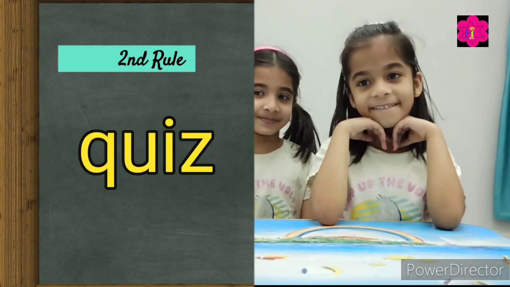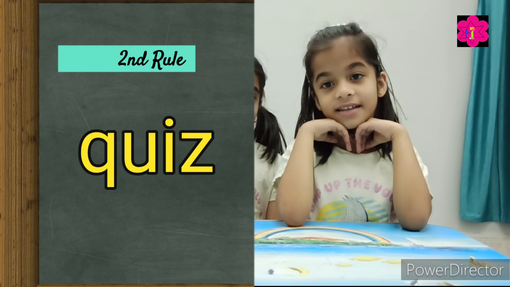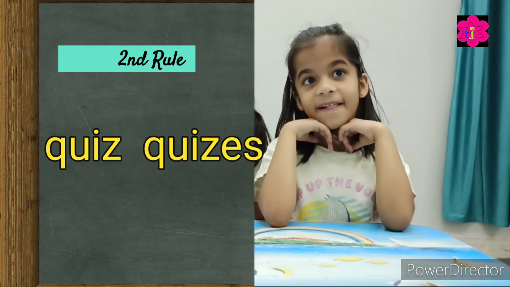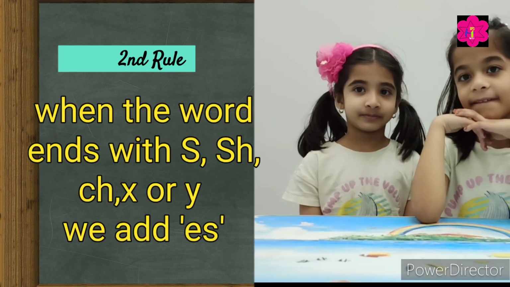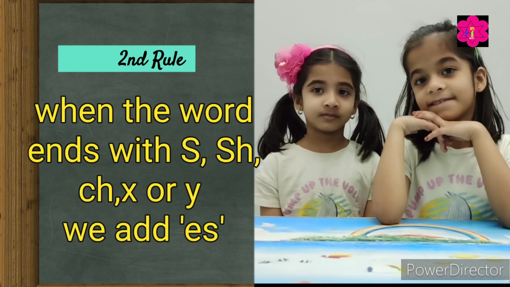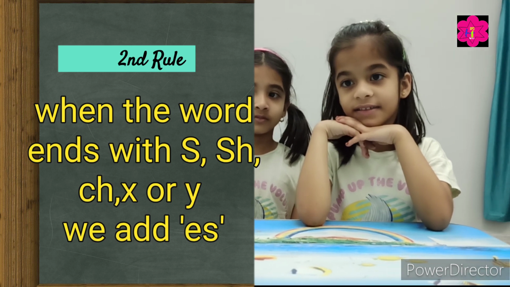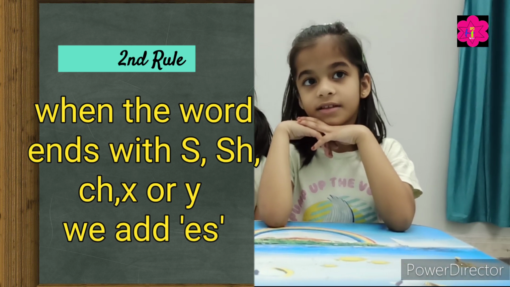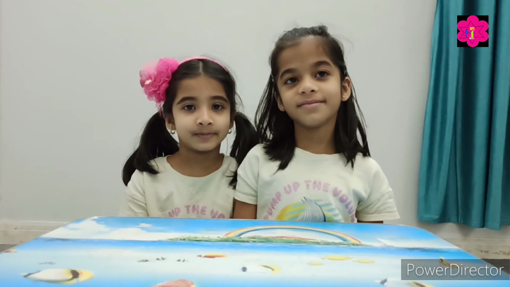Now the quiz. What do we have in the end? Quiz is Z. Yes. Well done. I repeat. When the word ends with the letter S, C-H, S-H, Z or X, we put E-S in the end. So, are you ready for the game?